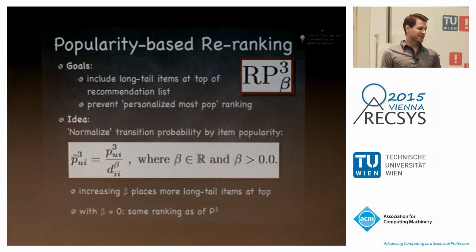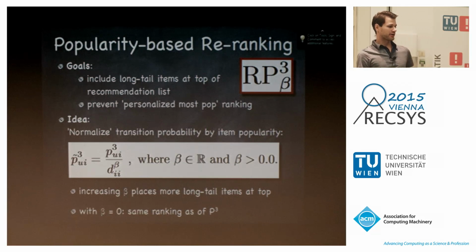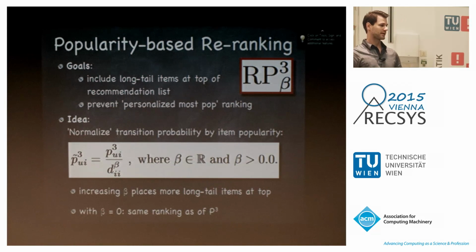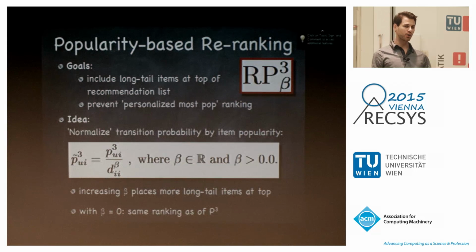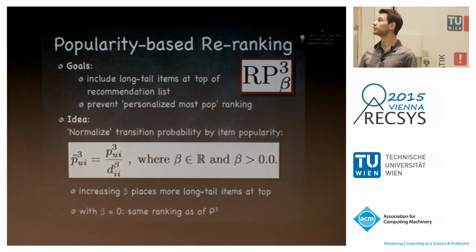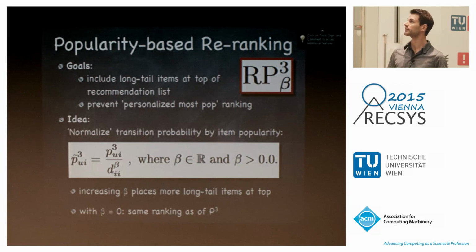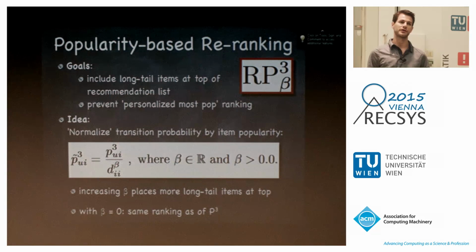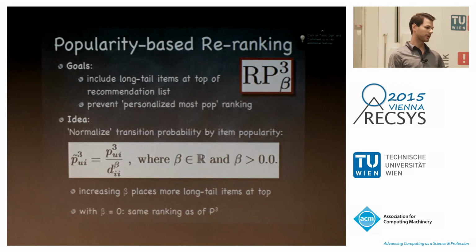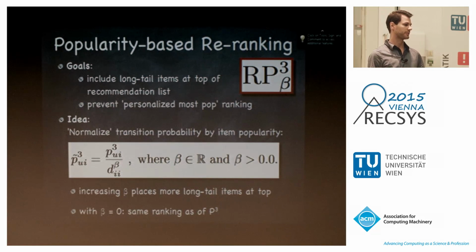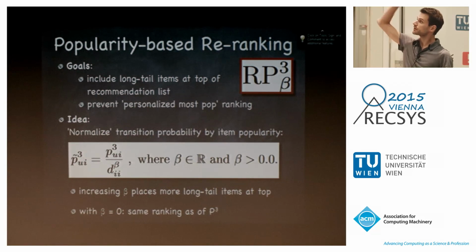Okay, so the method that we introduced, we call it RP3 beta, and it's a popularity-based re-ranking. The goal is, as I already mentioned, that we want to include long-tail items at the top of a recommendation list, and we basically want to prevent generating a simple personalized most-popular ranking. The idea is very simple. We just normalize the transition probability of P3 by the item popularity. The exact formula is given here.